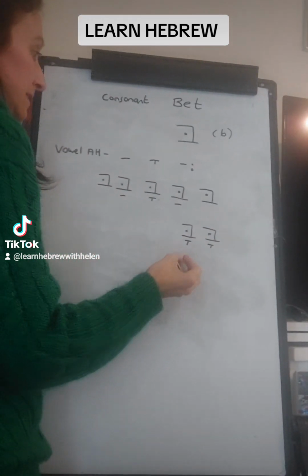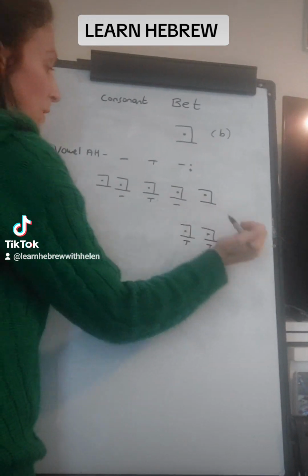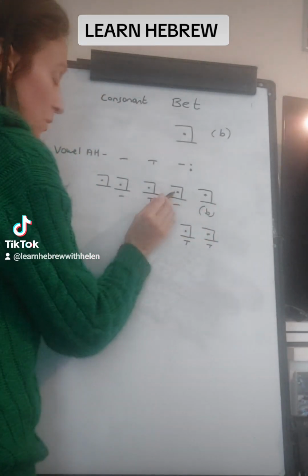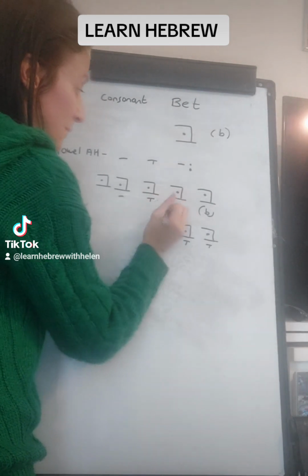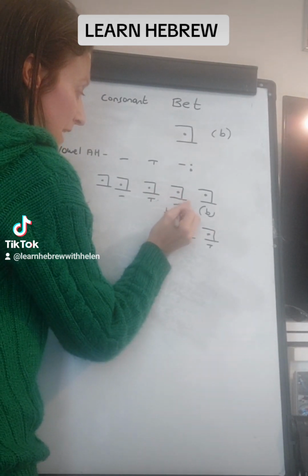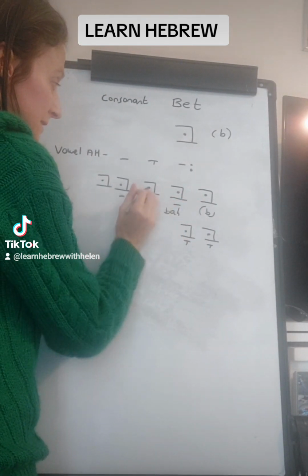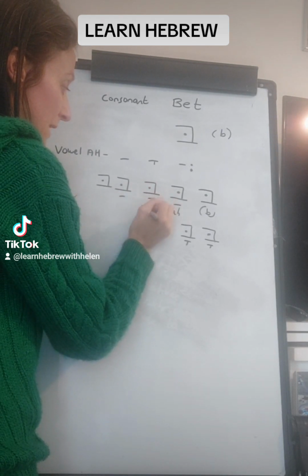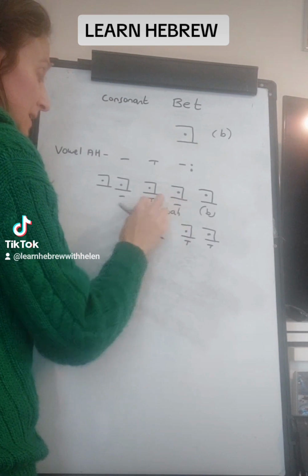Okay, so if we add these now. The first one, we have nothing under, so it's just ba. So this one, sound of the consonant, ba. Sound of the vowel, ah. So it'd be read as ba. This is exactly the same, sound of the consonant, ba. Sound of the vowel, ah. So that'll be read as ba.